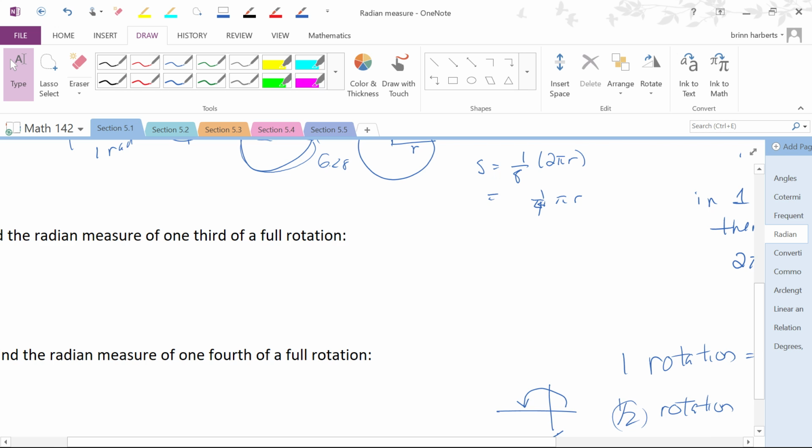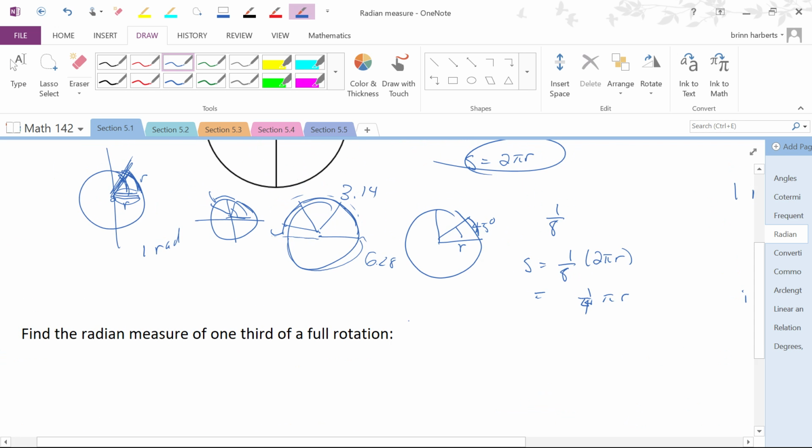I want to find the radian measure of 1/3 of a full rotation. So first let's figure out what that is. Here's 1/2 a rotation. This is 1/4 a rotation right there. So 1/3 is right about here, I think. I could think of it as splitting up a pizza pie into 3 pieces. If I've got a whole circle, I want, starting here, that's about 1/3 of a rotation.